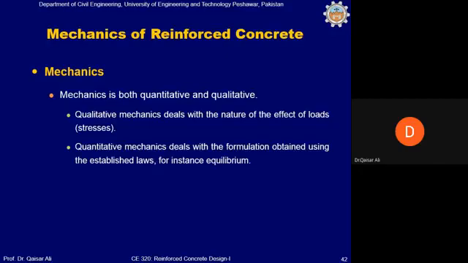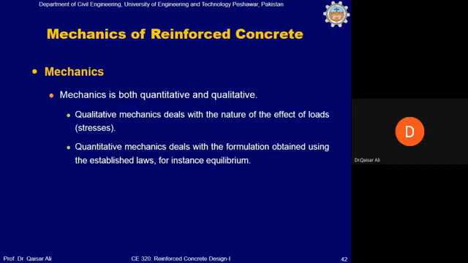Okay, the last part of our today's lecture is on the mechanics of reinforced concrete. You know that there are two types of mechanics, qualitative and quantitative. In qualitative mechanics, we deal with the nature of the effect of load, like stresses. We calculate the stresses. In quantitative mechanics, we deal with the formulation obtained using the established laws, for instance, equilibrium.